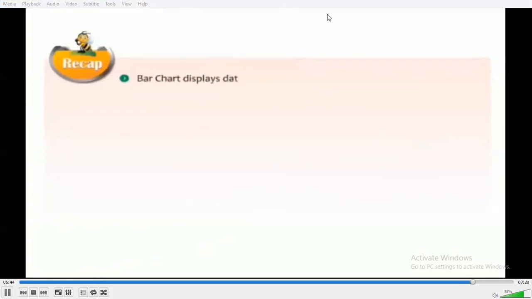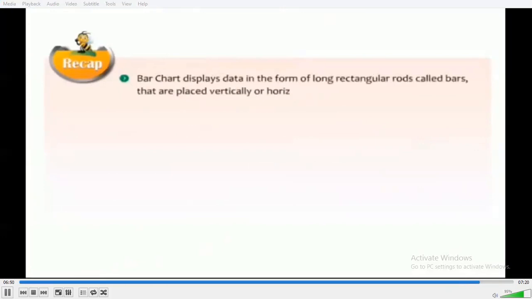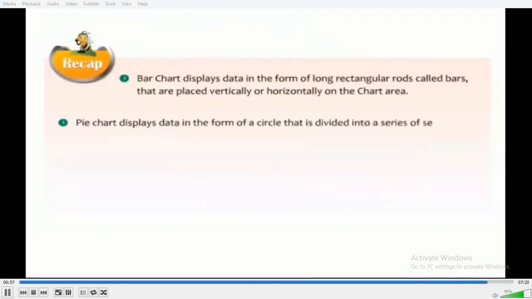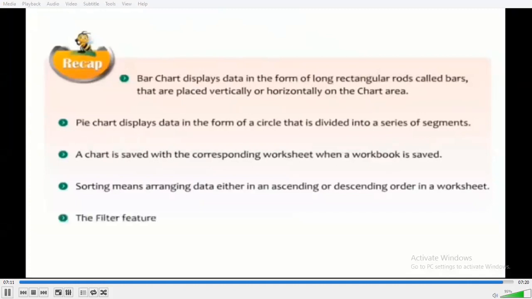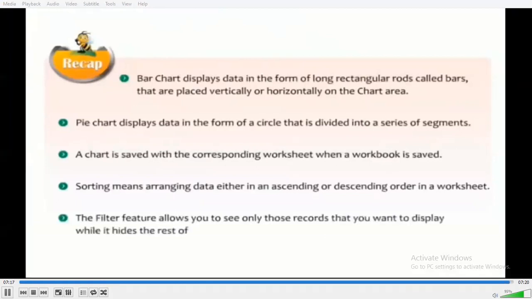Bar chart displays data in the form of long rectangular rods called bars that are placed vertically or horizontally on the chart area. Pie chart displays data in the form of a circle that is divided into a series of segments. A chart is saved with the corresponding worksheet when a workbook is saved. Sorting means arranging data either in ascending or descending order in a worksheet. The filter feature allows you to see only those records that you want to display, while it hides the rest of the data temporarily from the view.